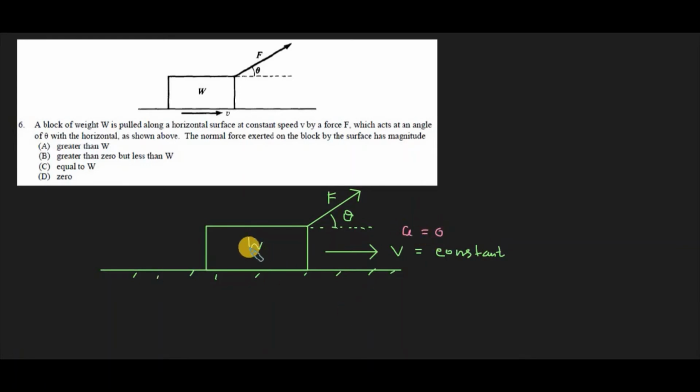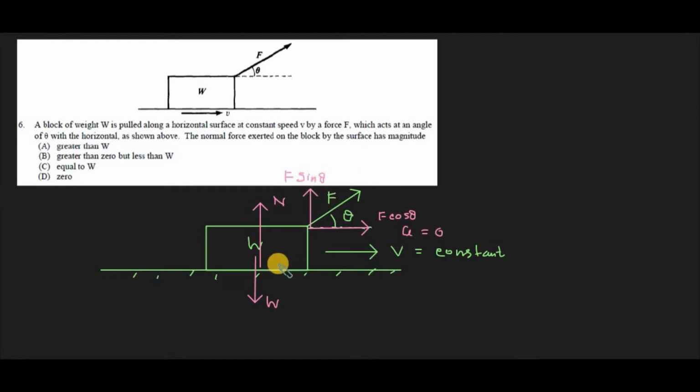Now let's draw the free body diagram. The weight given here, W, is exerted in the downward direction, and the normal reaction force exerted on the object by the surface will be N. Now we can resolve the force which is applied at an angle theta with respect to the horizontal. It can be resolved into two components. One is the horizontal component, F cosine theta, and the vertical component is F sine theta.